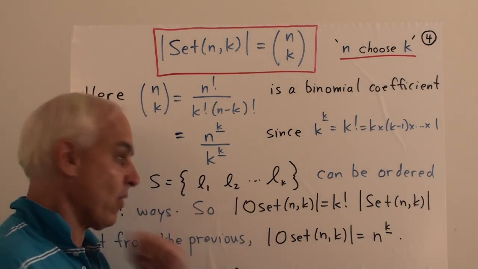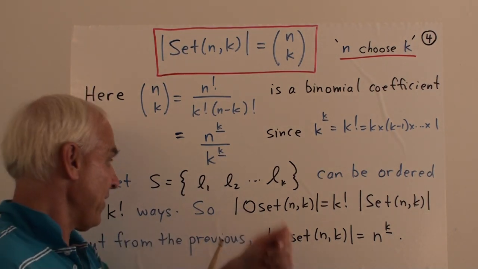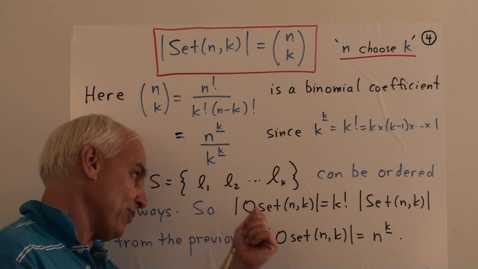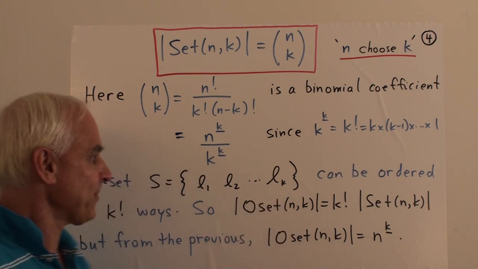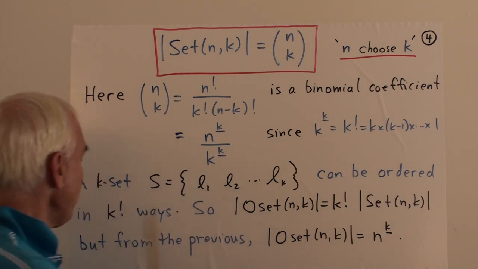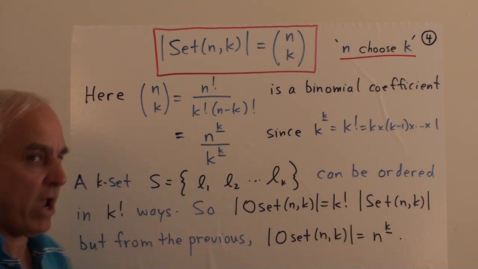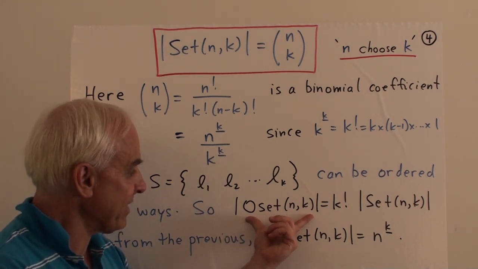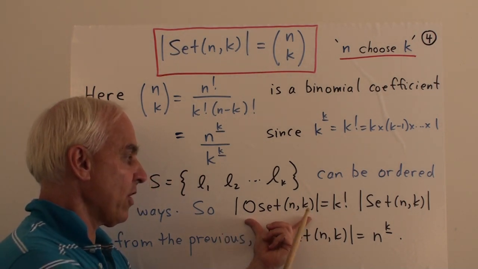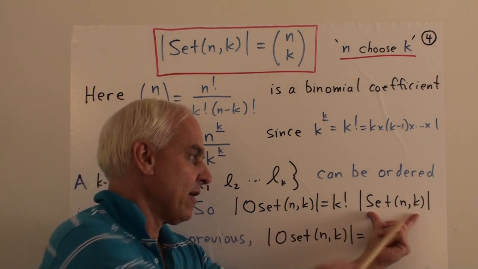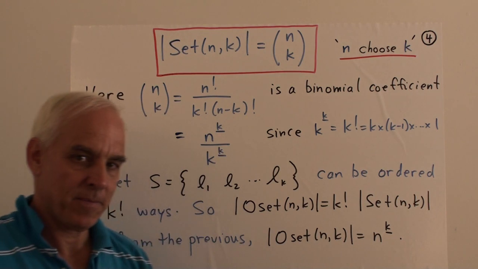We can choose a first one in k ways, and then a second one in k minus 1 ways, and then a third one in k minus 2 ways, and so on. So a k set S like this can be ordered in k factorial ways. That means that there's a relationship between the number of O sets of size k from n and the number of sets of size k from n.